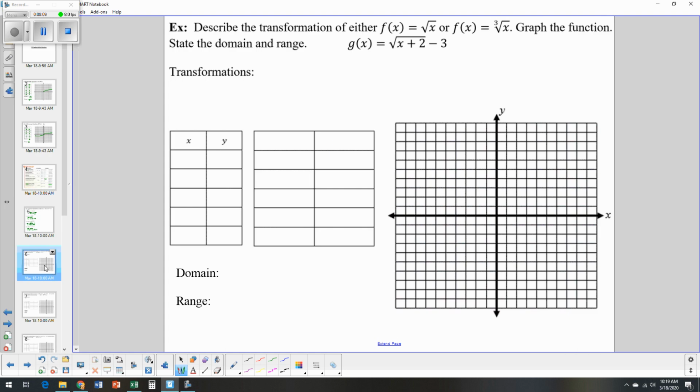All right. So what we're going to do next is we're going to describe the transformation that is happening, but then we're going to actually start to graph this. So we notice our parent function would have been the square root of x, right? That's what it's looking like here. Inside we had +2, so that was our horizontal translation of 2 to the opposite, left. And outside we had -3, so that was our vertical translation, 3 down.